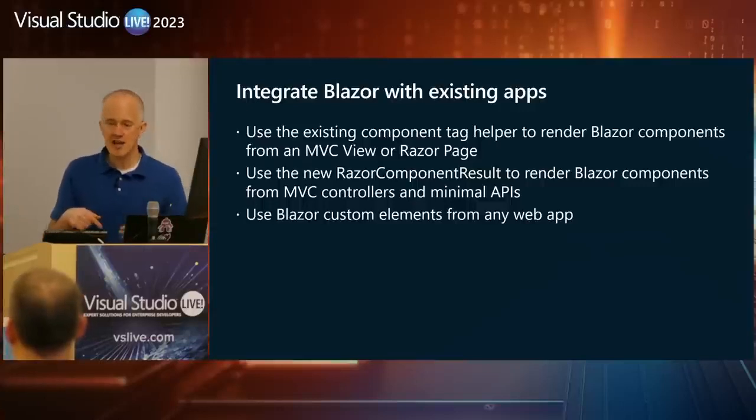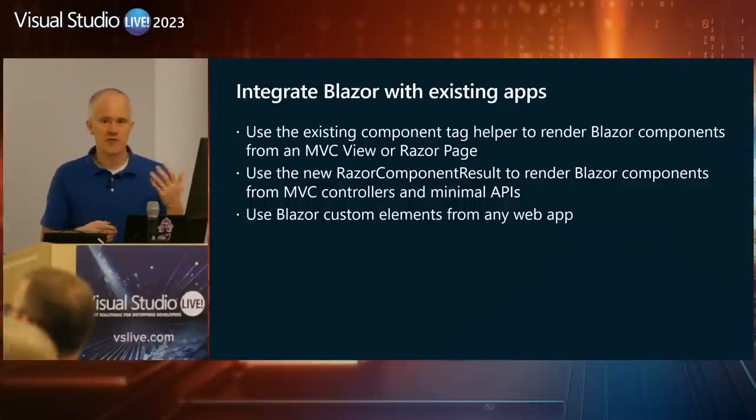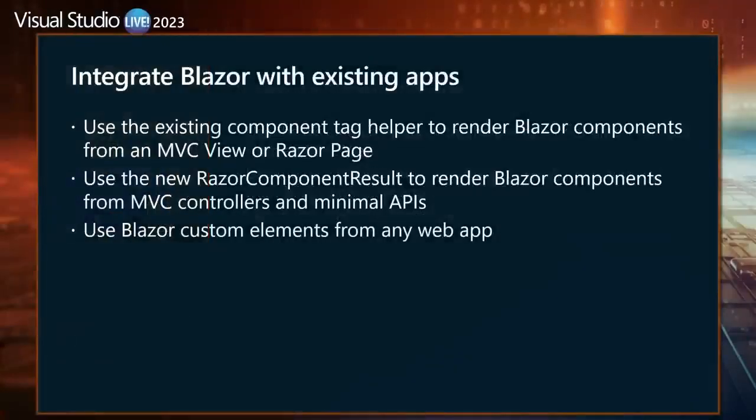New in .NET 8, we're adding a Razor component result, which you can return from a minimal API, or you can even return it from an MVC controller action and say, instead of rendering an MVC view, I'd like to render a Blazor component. And that's now supported as well in .NET 8. For other style apps, you can always take a Blazor component and turn it into an HTML custom element and embed it in any web application that you want.